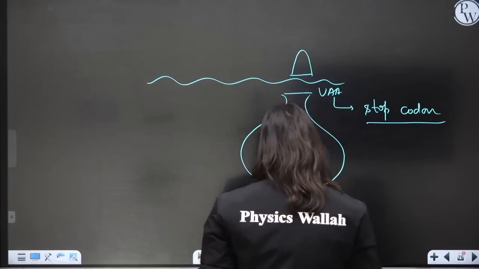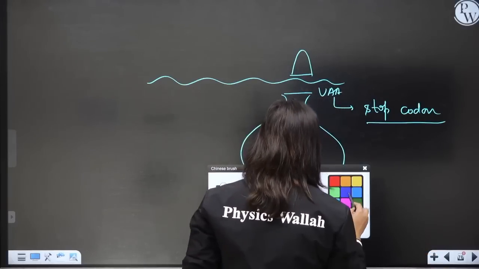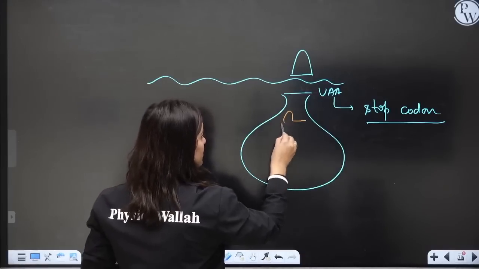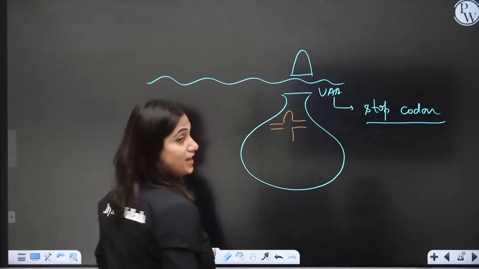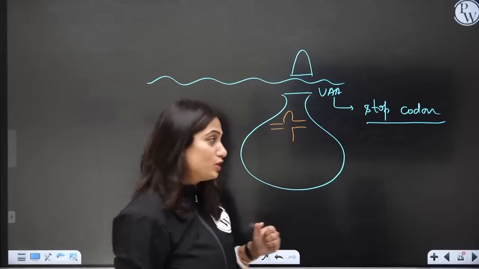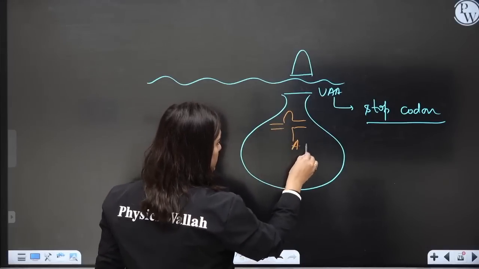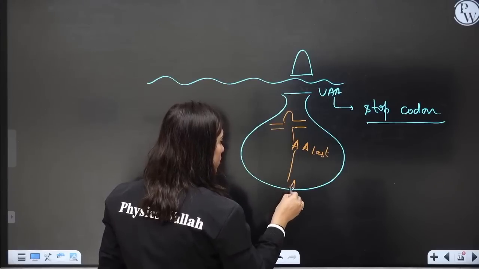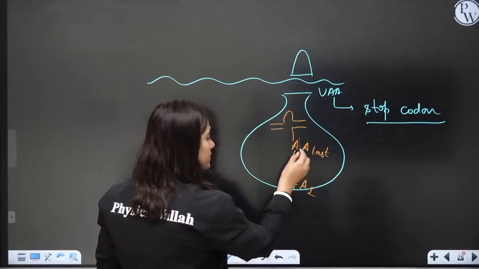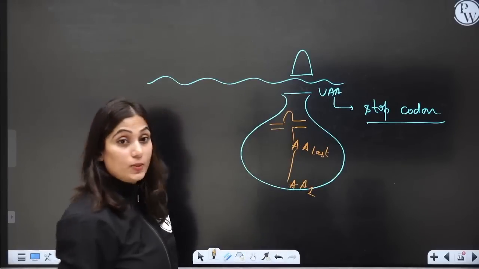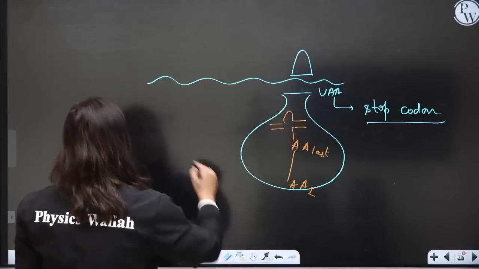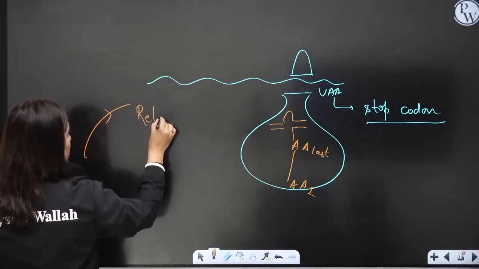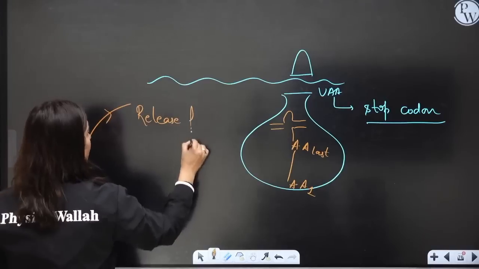so what happens? This is the last tRNA, because there are no tRNAs for the stop codon. So this is the last amino acid, and this carries a long chain of amino acids, that is the whole protein chain. So when the stop codon comes, there are other factors which come into the picture, and those are called the release factors.